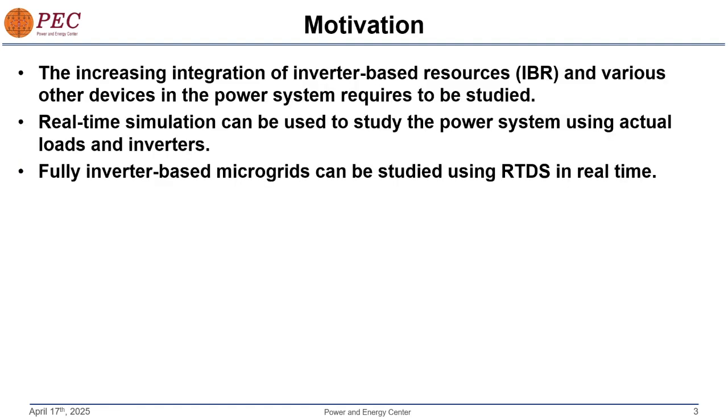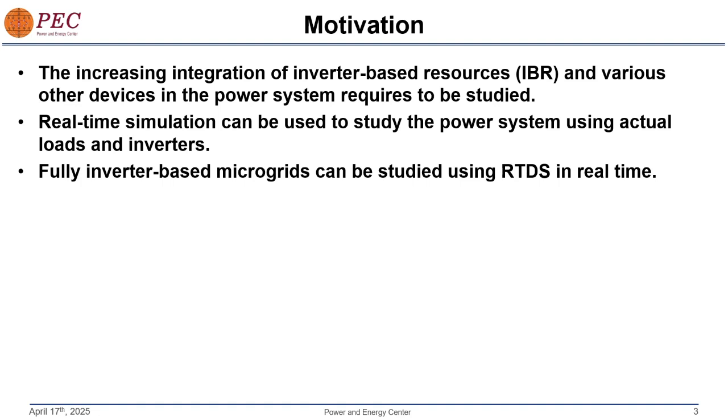So we are having more inverter-based resources in the grid. The US has the goal of reaching 100% clean energy generation by 2035, and PV and wind turbines are connected to the grid through IBRs, or inverter-based resources. This adds some challenges to the system, and to address that, we need to study the system.